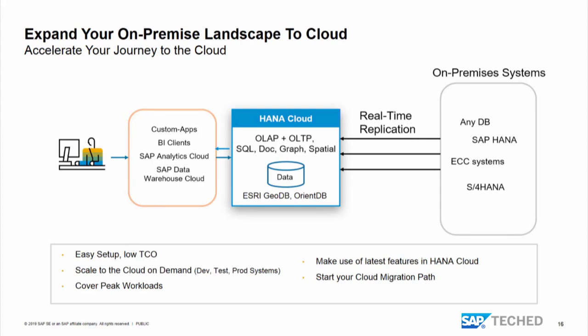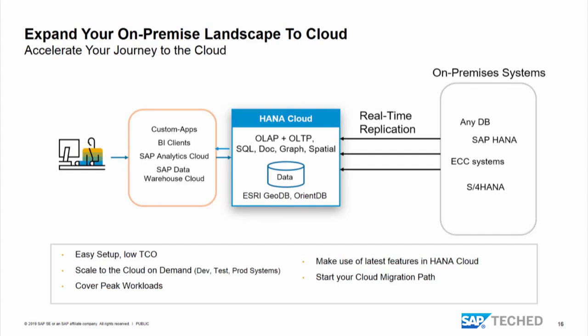Also making use of the latest innovations of HANA Cloud. Like I mentioned, not just HANA in memory, but also the disk, the data lake, and all those pieces. And this is a great way to start your cloud migration path, getting them into the HANA Cloud. The way to consume this could be custom solutions, analytics, BI tools, SAP Analytics Cloud, and the SAP Data Warehouse Cloud. So this is a really great first step, what I'll call expanding or extending your on-premises landscape.